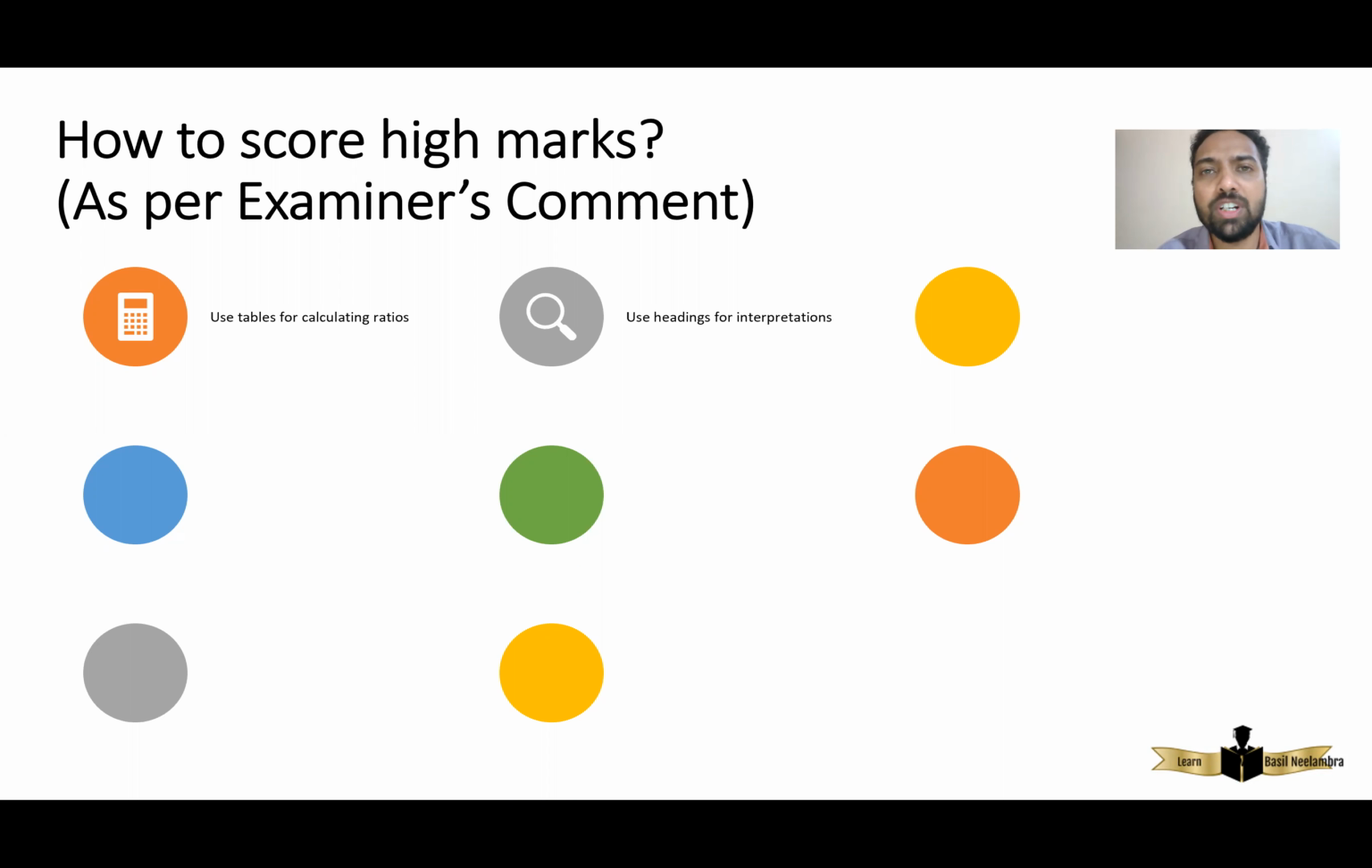When you're writing about liquidity ratios, when you're interpreting receivables days, payable days, inventory days, etc., give a heading, liquidity. So the examiner knows that you are assessing liquidity. And finally, when you're interpreting the gearing ratio, just give a heading, gearing. And finally, don't forget to give a conclusion.